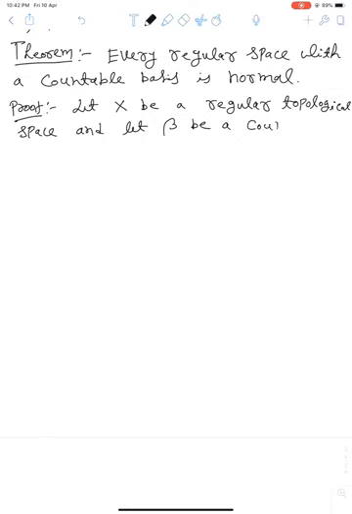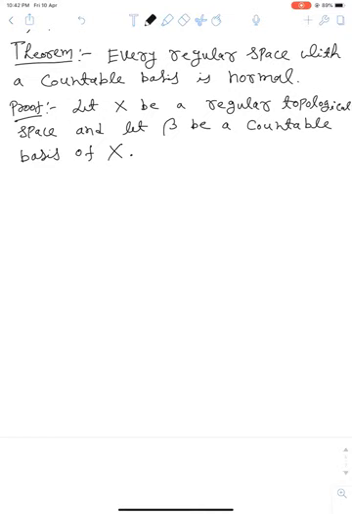So let X be a regular topological space and let beta be a countable basis of X.